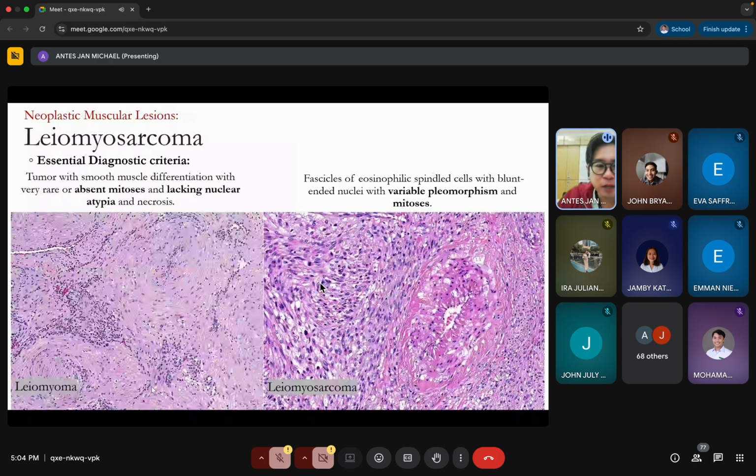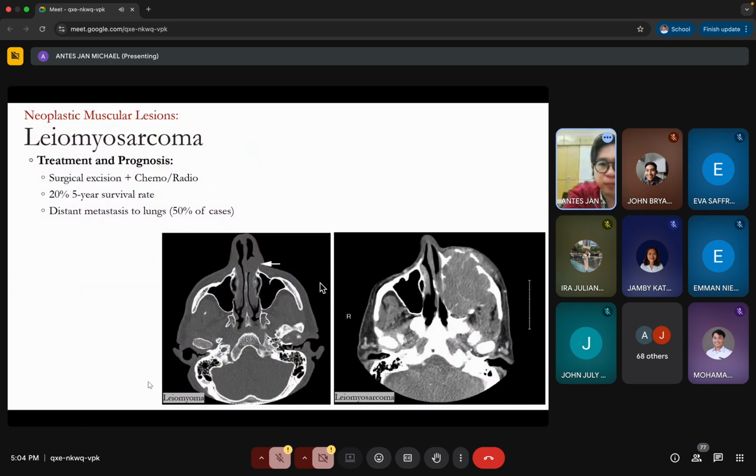Now, leiomyosarcoma is one of the aggressive lesions of the head and neck. So the patient should be referred to an oncologist for chemo and radio. There's a 20% 5-year survival rate. Okay, and the most common distant metastasis is towards the lungs. This kind of metastasis would occur in 50% of all cases.